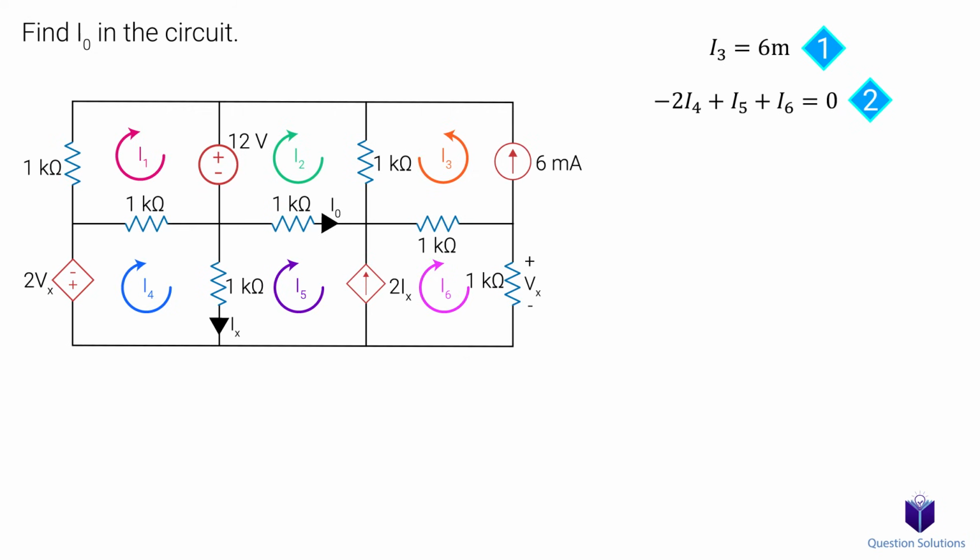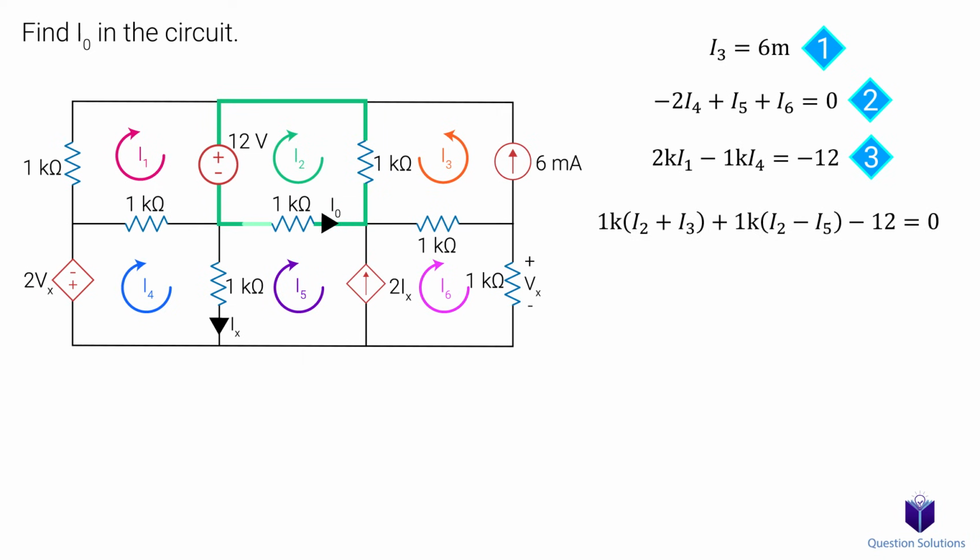We need 4 more equations, so let's write one for mesh current 1. We have 1K ohms times I1, 12 volts, and then 1K ohms times I1 minus I4. Let's simplify. That's our third equation. Next, we can write one for mesh current 2. We have 1K ohms times I2 plus I3, 1K ohms times I2 minus I5, and negative 12 volts. Note this term here where it's the addition of I2 and I3. Notice how both mesh currents go in the same direction. Let's simplify, and that's our fourth equation.